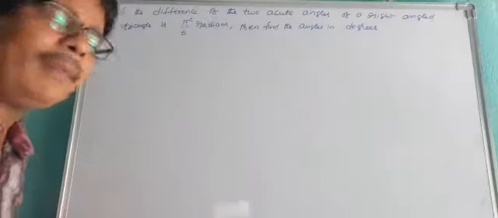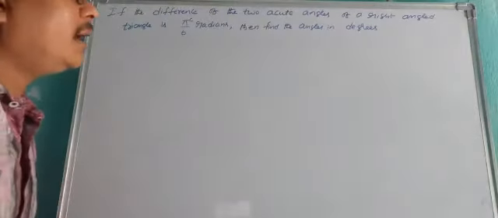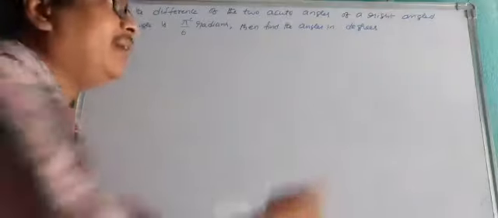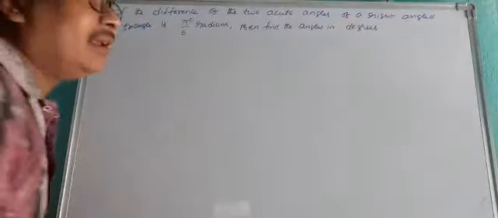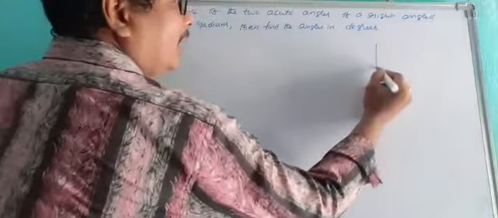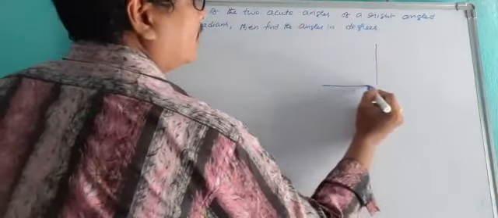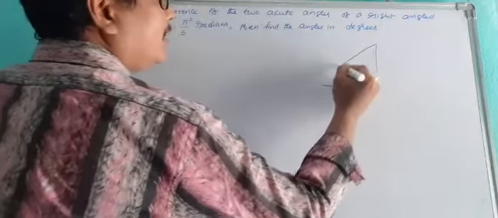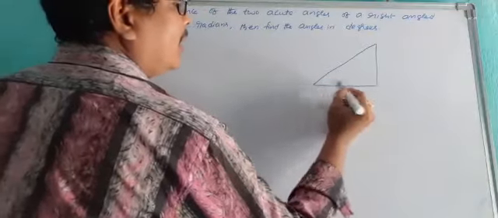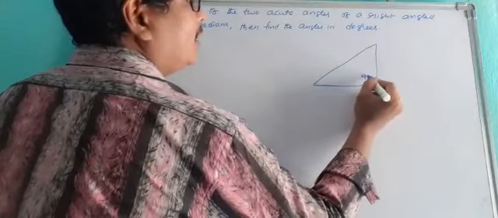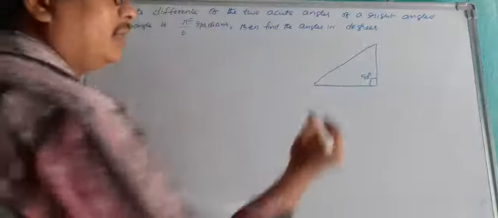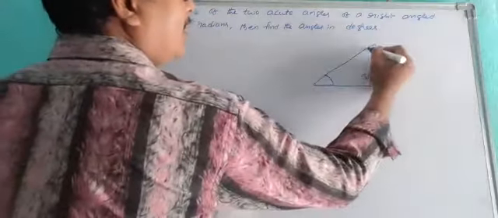Okay. Next sum. If the difference of two acute angles of a right angle triangle. In a right angle triangle, for example, this is a right angle triangle. In a right angle triangle, one angle is 90 degrees and the other two angles are acute angles.